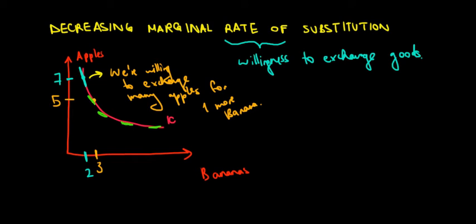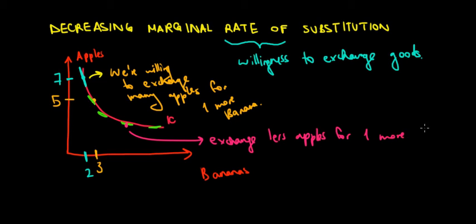So let's write this example also on a point on this indifference curve. So let's say we're over here. At this point, we're willing to exchange less apples for one more banana. And for the sake of the example, let's assume that we would be willing to exchange only half an apple for one more banana. And why would that be the case? Well, let's give an example.